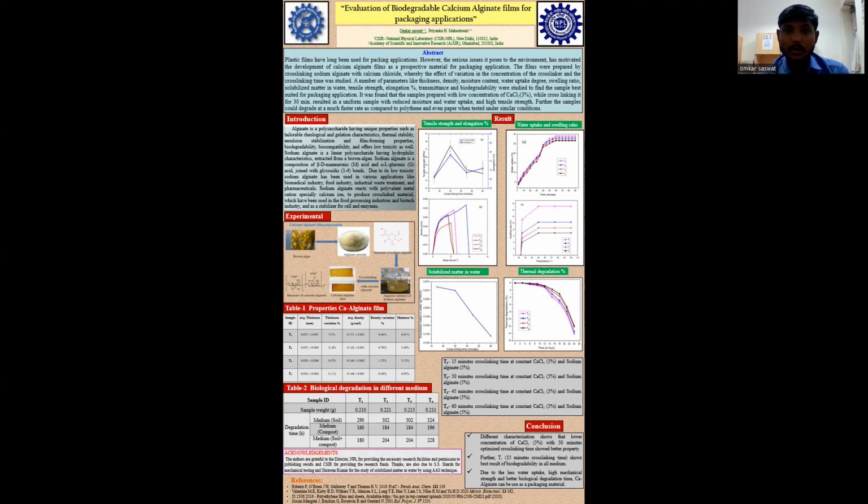The third one is the solubilized matter in water. When we dip our film in water for some time, up to 60 minutes, and after stirring we characterize it, we find that a small amount of calcium chloride or calcium is dissolved in DI water, meaning some excess calcium chloride is present on the surface of the film. The solubilized matter in water also decreases with increasing cross-linking time from T1 to T4.